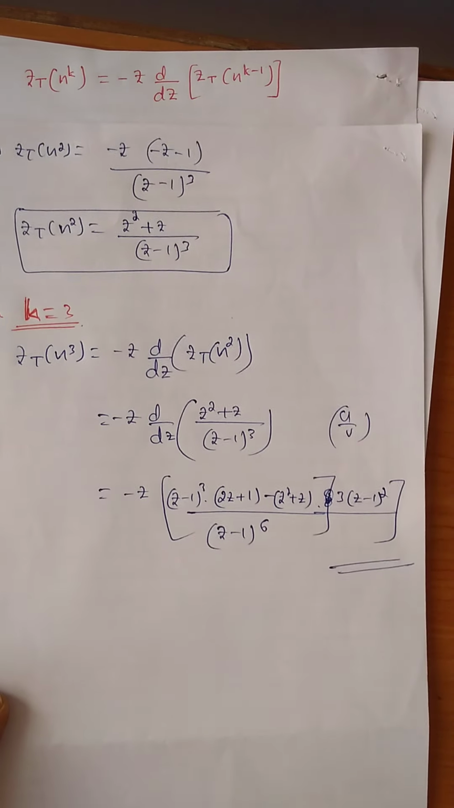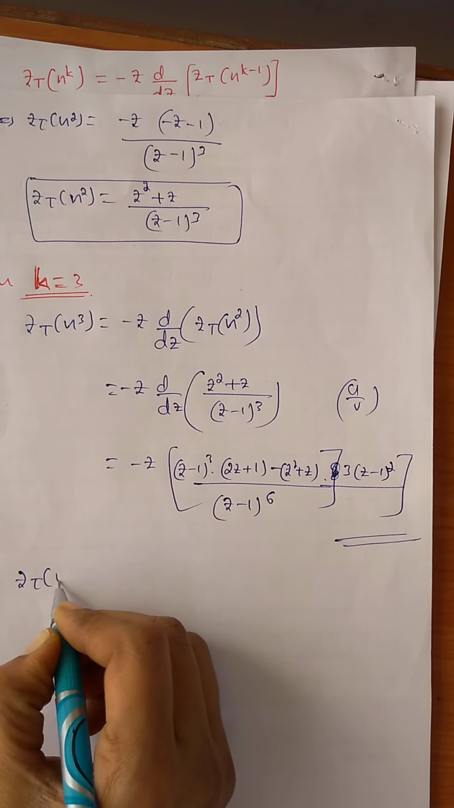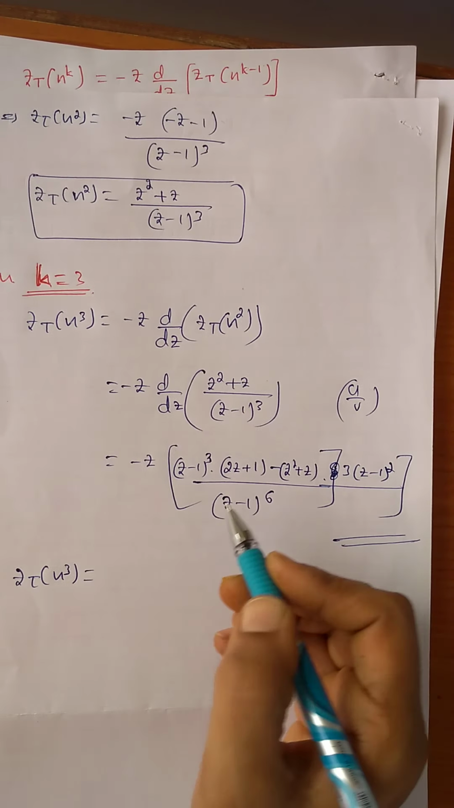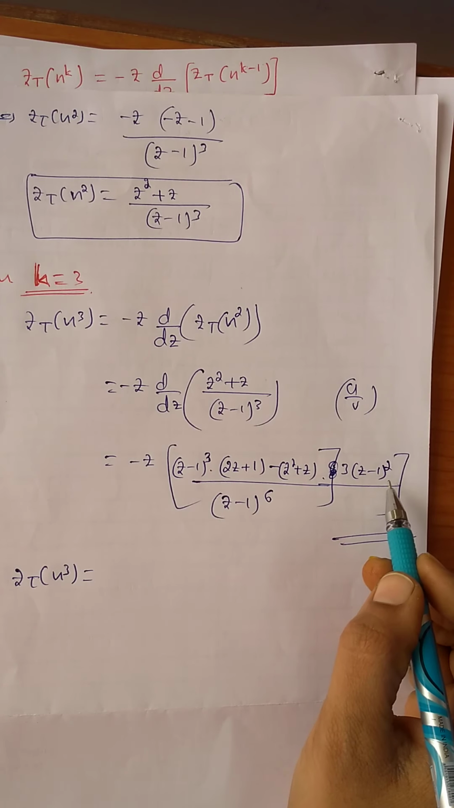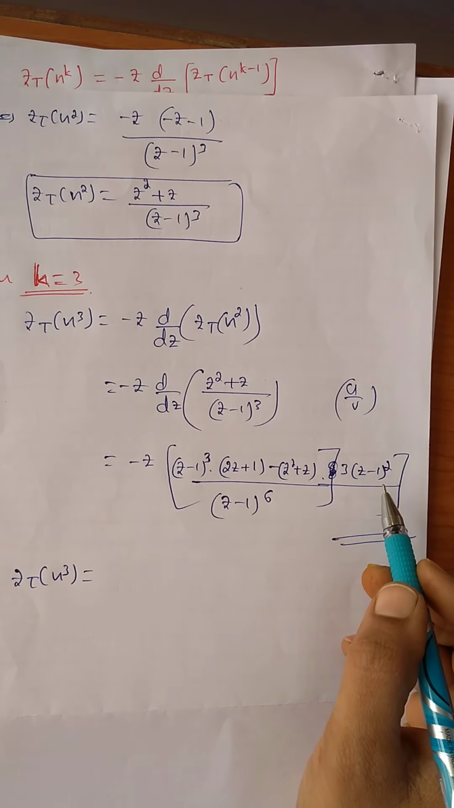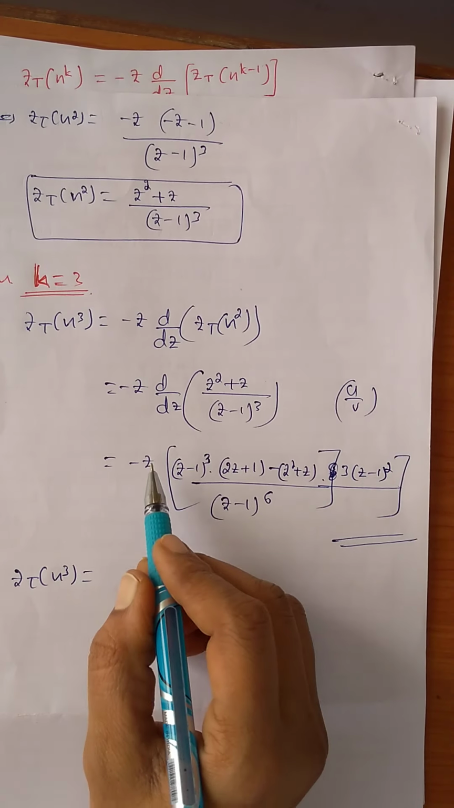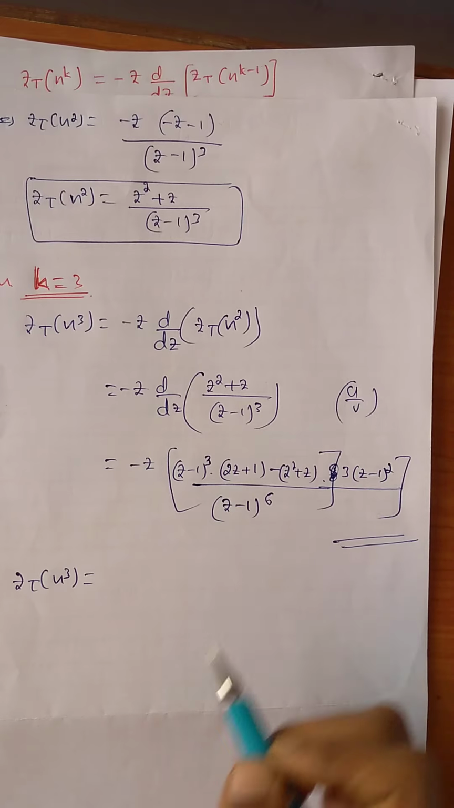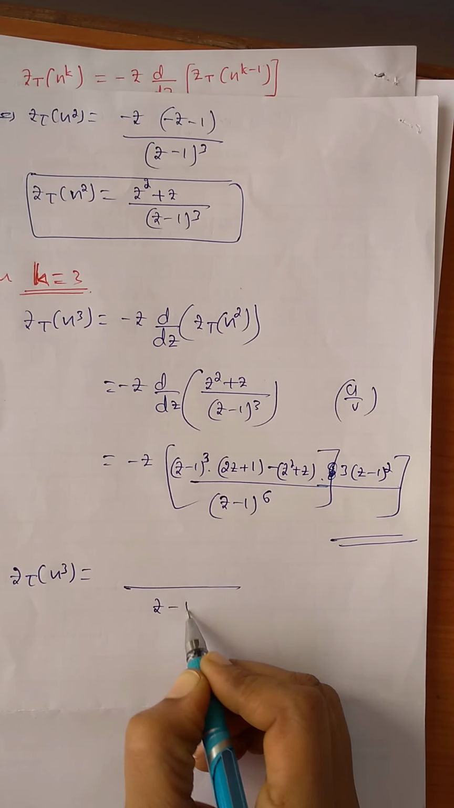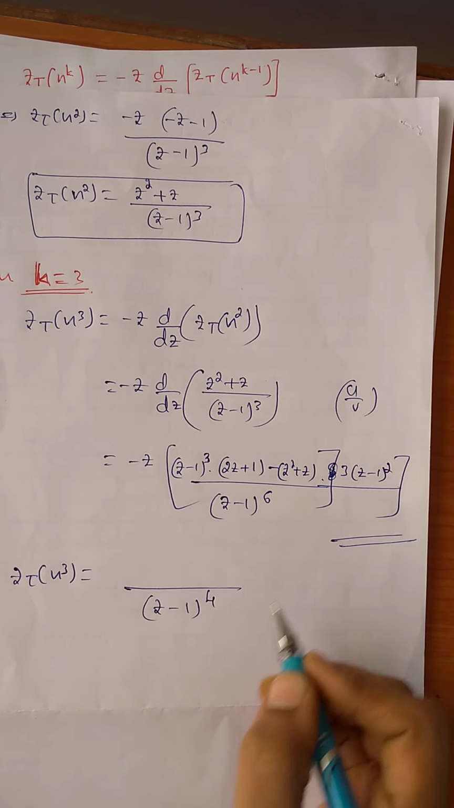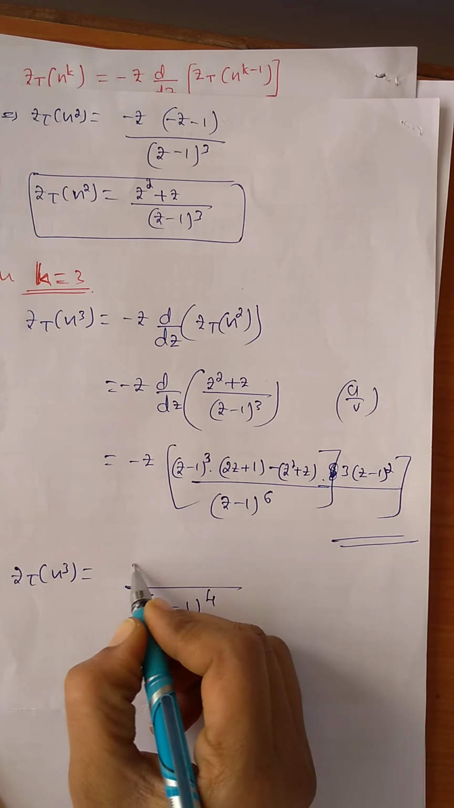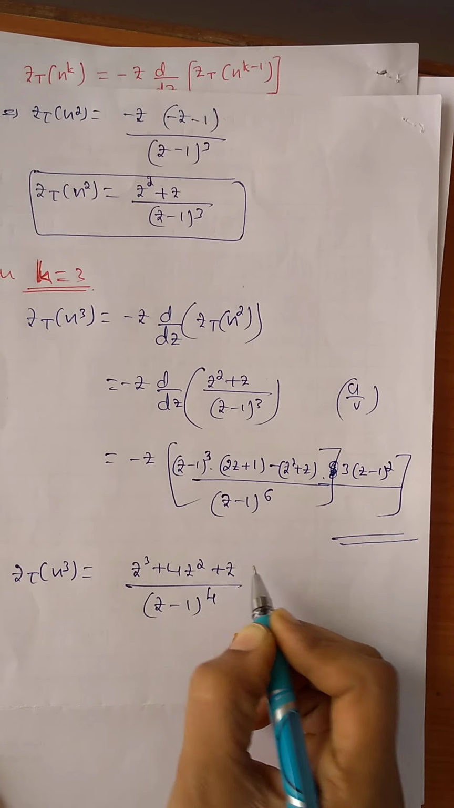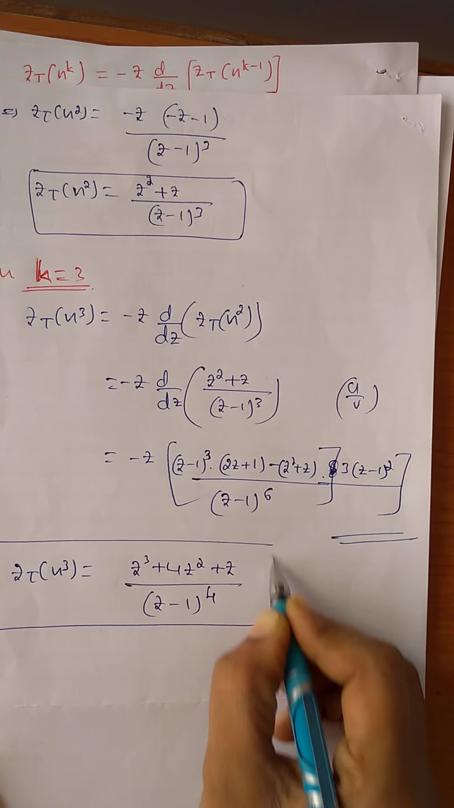Okay, next simplify this, students. The final answer is the z transform of n cube. The simplification is very easy. Just take (z minus 1) whole square outside, and (z minus 1) whole square and (z minus 1) to the power of 6, the power 2 terms get cancelled. In the denominator we can see (z minus 1) to the power of 4, and the numerator after simplifying will be z cube plus 4 z square plus z. This is the z transform of n cube.